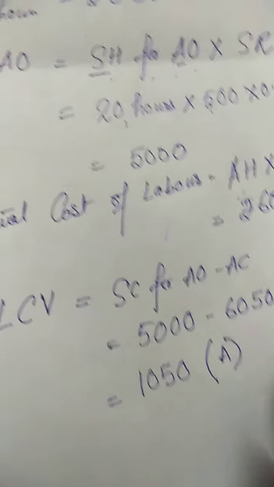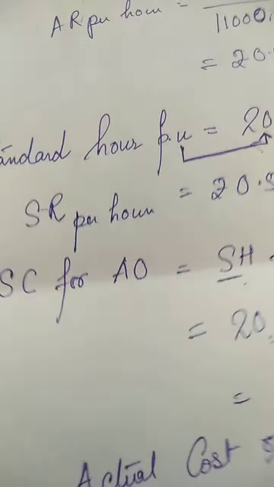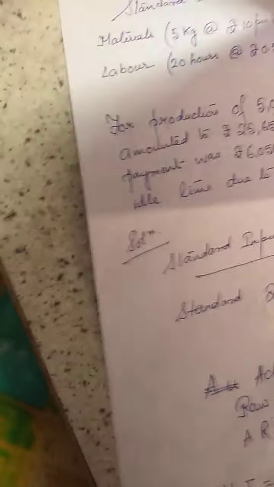Adverse. Costing really is easy, my friend. That means the next thing that we need to find out is labor rate variance. Okay, labor rate variance.